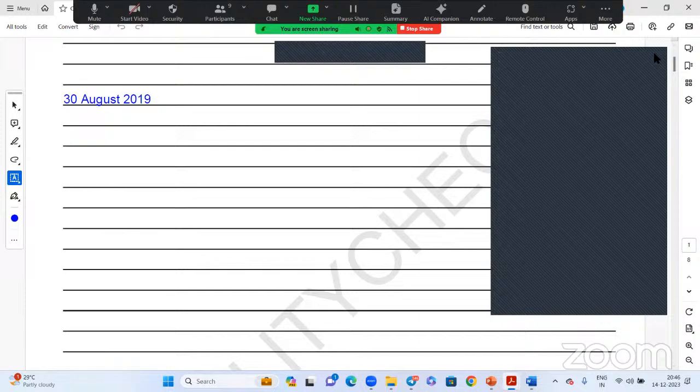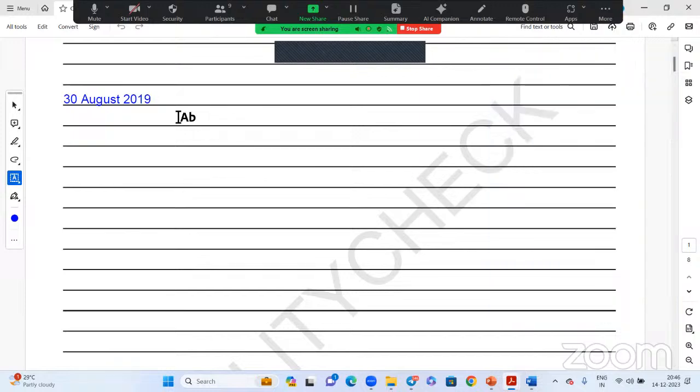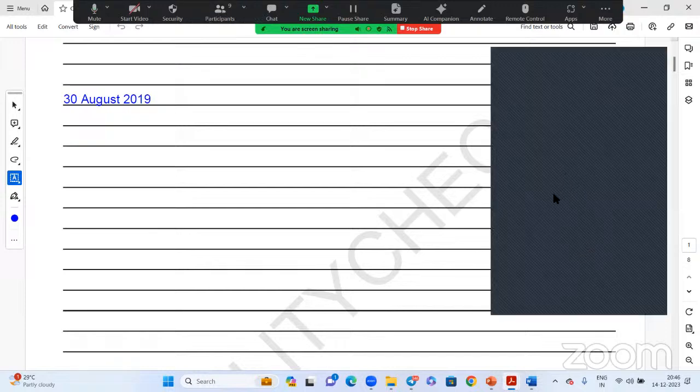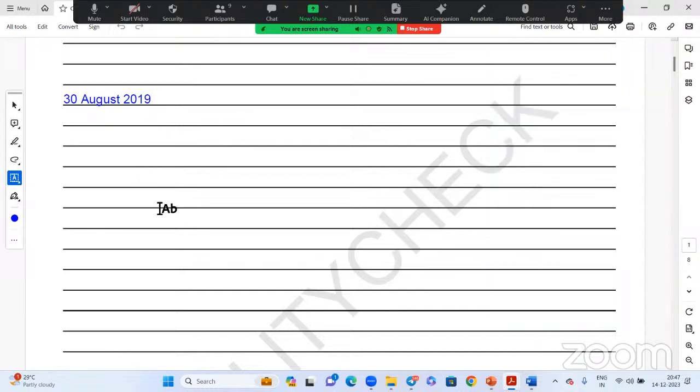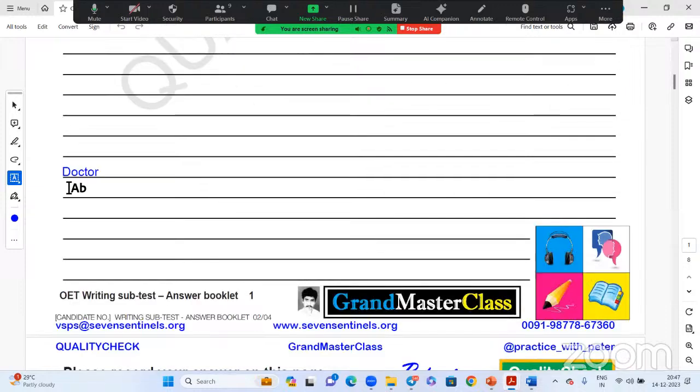So this is common for everyone. Don't think that this is for a particular profession. Every profession has the same thing. Remember that. Okay, date. So this is the second component, and this is the seventh component.